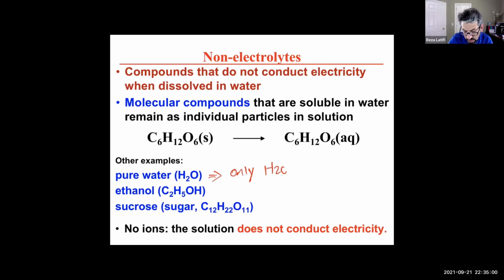This is a molecular compound. It has no ions in it, and it's not going to generate enough H plus or OH minus to conduct electricity for you.